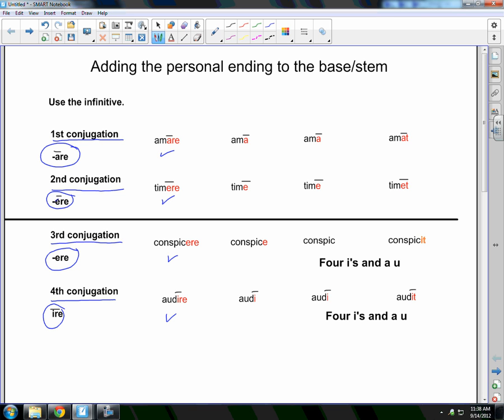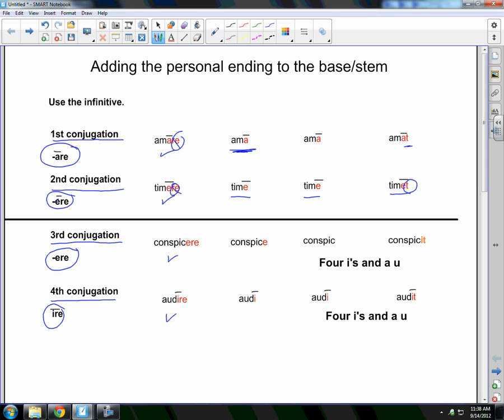The reason that is important is because the first two conjugations don't follow the same pattern as the third and fourth conjugations. For the first two conjugations, we're going to take off this -re to end up with the base ama, and then we're just going to add the personal endings to it. Same thing with timere. We take off the -re, that leaves us with time, which has a long mark over it, so that e is not going anywhere. That gives us this base time, and we add our personal ending -t. That's all we do for the first two conjugations. Wipe off the -re and add a personal ending.